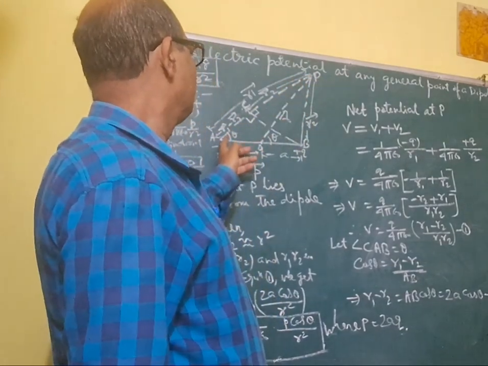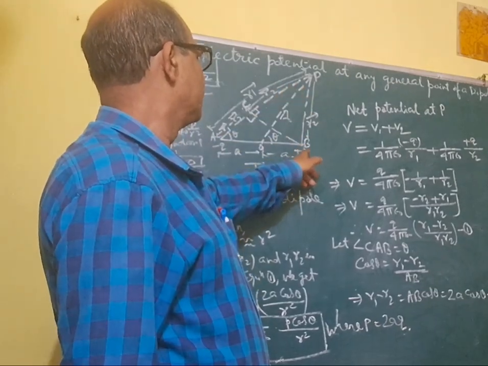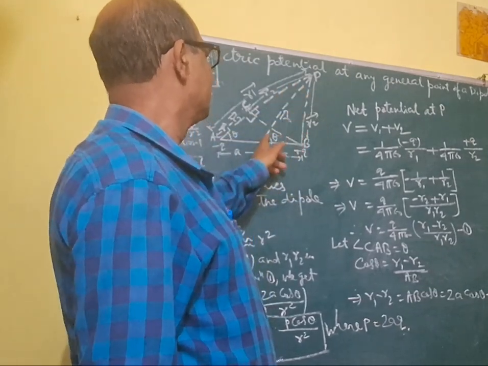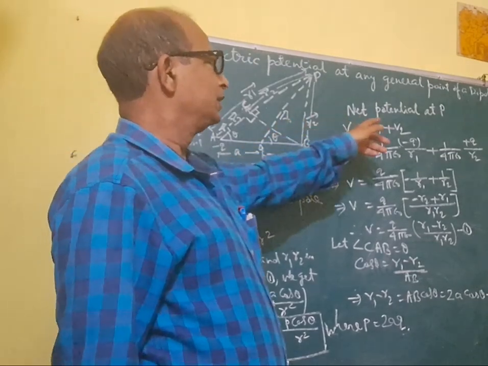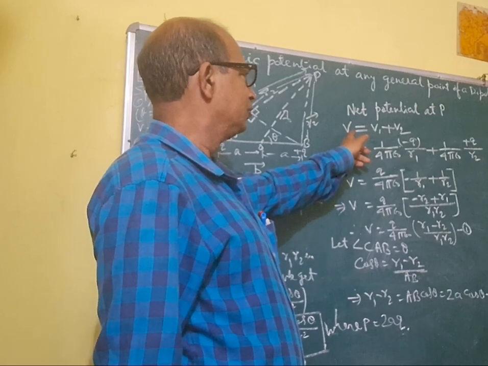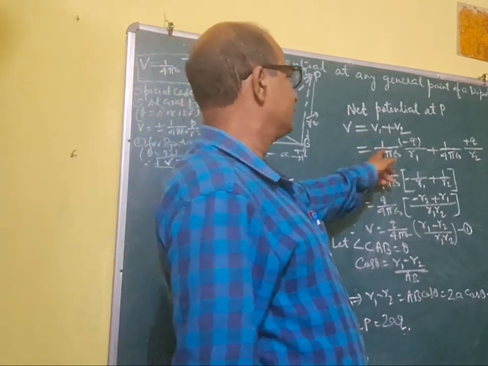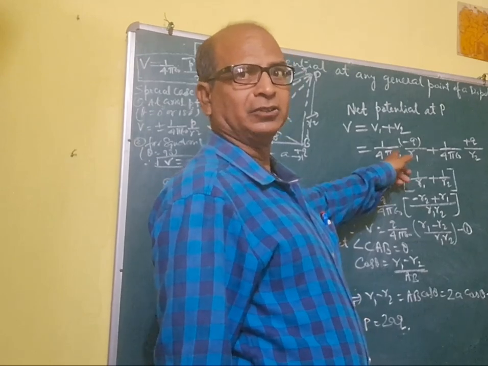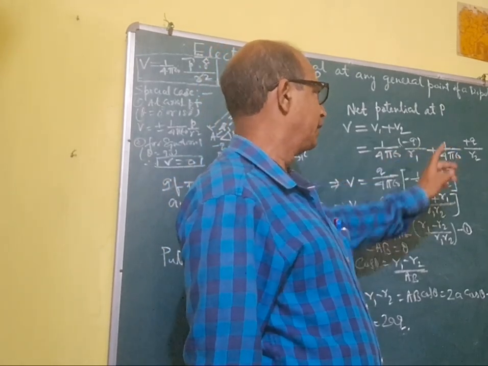The distance from the minus charge is R1, and the distance from the plus charge is R2. The distance from the midpoint is R. So the net potential at P is V = V1 + V2. V1 is equal to 1 by 4 pi epsilon naught times minus Q divided by R1, plus 1 by 4 pi epsilon naught times Q divided by R2.